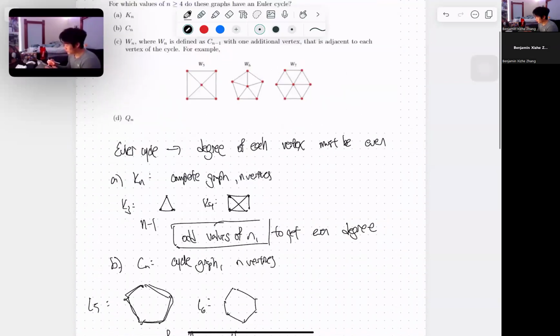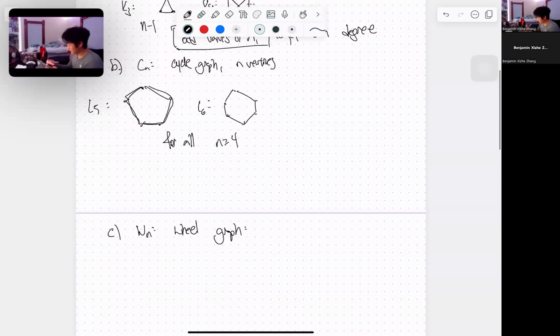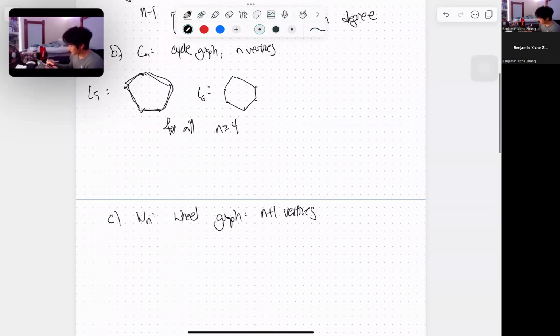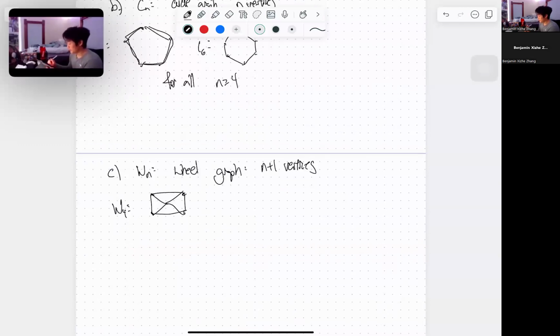Cool. For C, we have W sub n, which is the wheel graph. And then we know that this has n plus 1 vertices. So for example, W4 would look like 4 outside vertices with 1 spoke vertex in the middle. So we can see that this is very similar to the cycle graph, except that every vertex on the outside edge is also connected to that vertex in the middle.